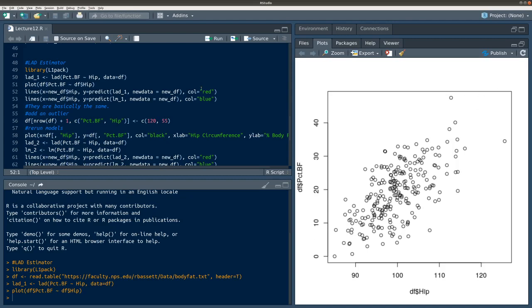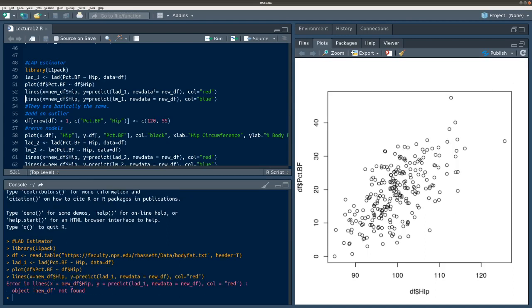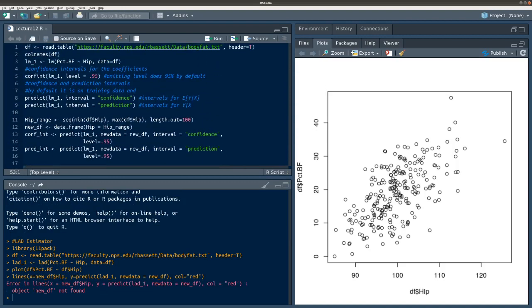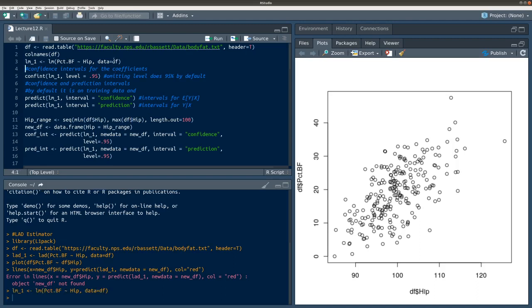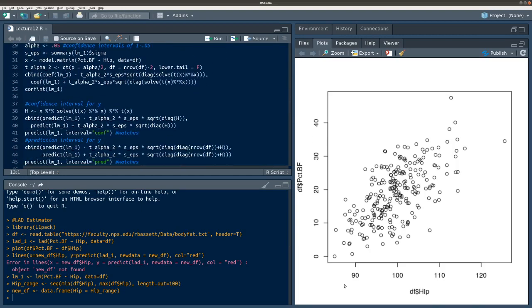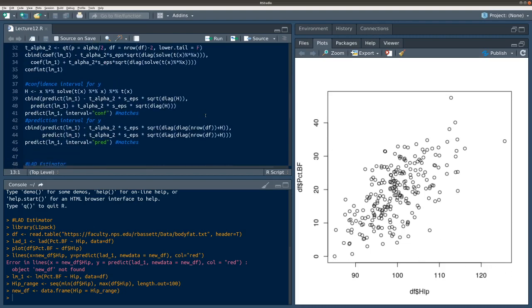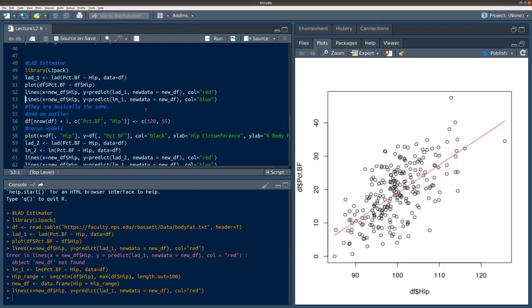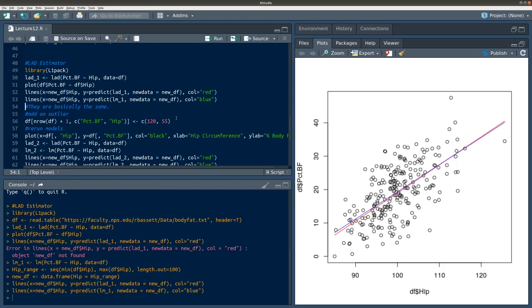So here's the least absolute deviation estimator. Oops. I'm relying on some things that I haven't run yet. I'm relying on this linear model, and I'm relying on this new data frame to predict. This new data frame, just a quick reminder, I plugged in a bunch of x points distributed across the range of hip. That's what I'm predicting on. So here's the least absolute deviation line, and here's the least squares estimator line.